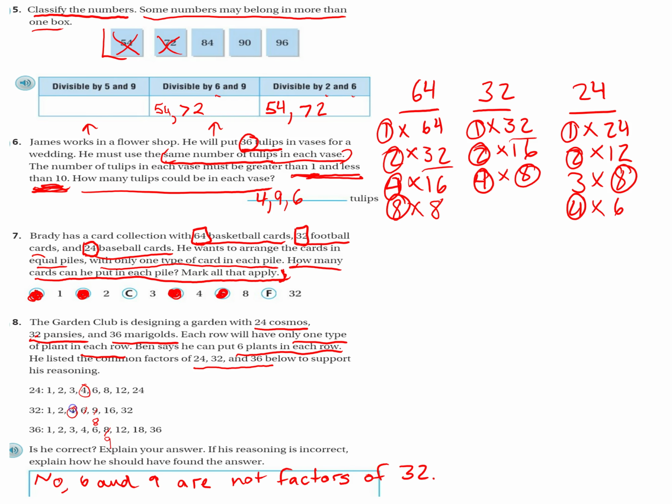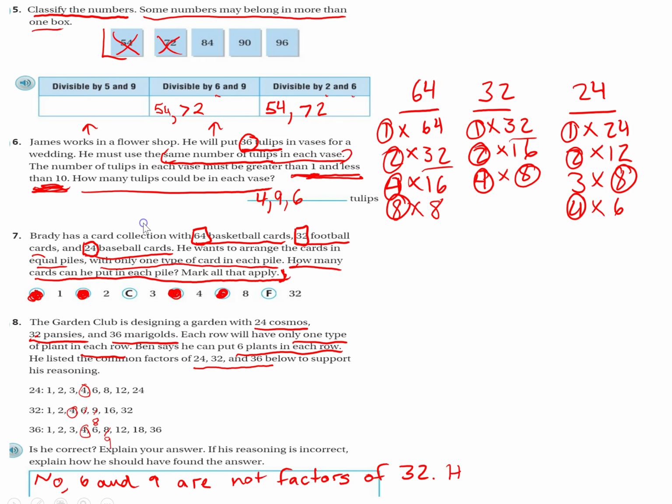4 is definitely a common factor. So since it is a common factor, we can say he, because it doesn't tell us, it doesn't ask us what was the greatest common factor or anything like that. So we can just say no, 6 and 9 are not factors of, and really we can just say 6 is not a factor of 32 if we wanted to be even more concise. But no, 6 and 9 are not factors of 32.